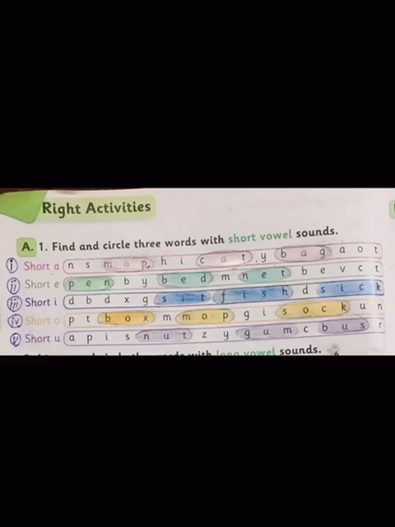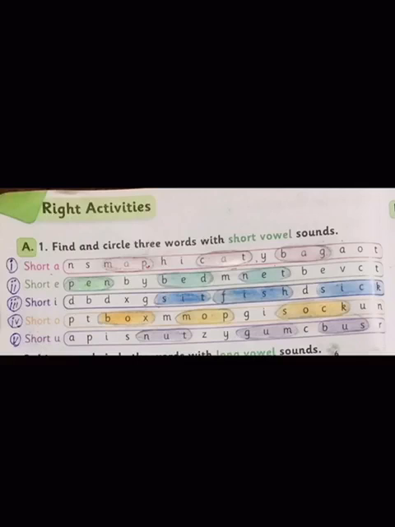The next one is C, A, T, cat. The next one is B, A, G, bag. The second vowel is short E. This vowel is in green color. P, E, N, pen. B, E, D, bed. N, E, T, net. The next one is short I.